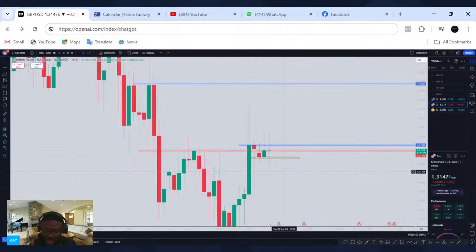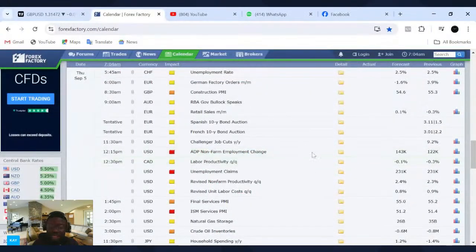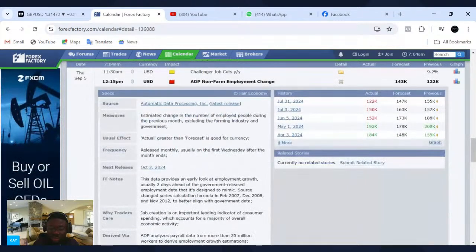But as I said, as we are going to take the buy, we have to also be careful, because now the 12:15 or 12:30 data, the economic event, is conflicting with our analysis. You get it? It's conflicting with our analysis, because the employment data, they are expecting 143, 122.